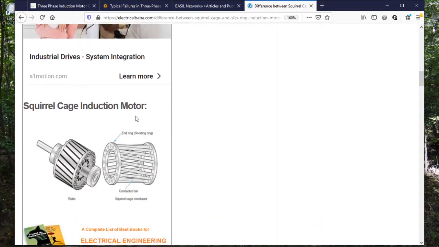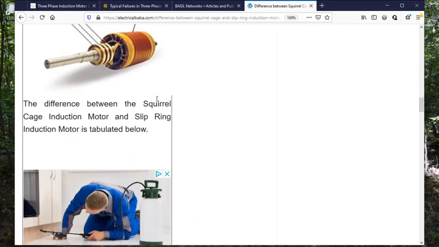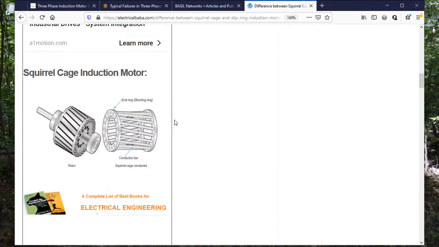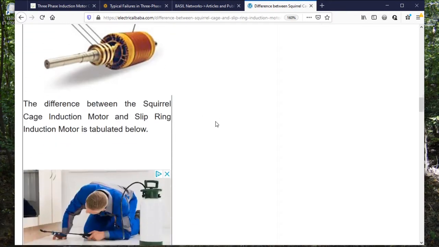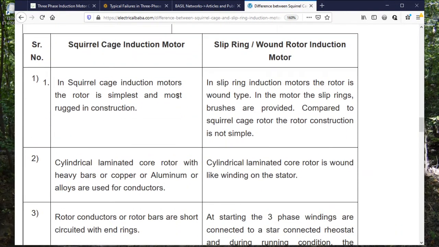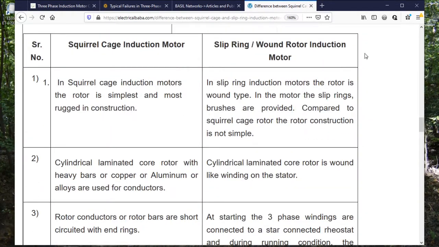It's actually got some good pictures. Here's a good picture of the rotor. Another good picture of a rotor. Here's one with slip rings, and this is one with a wound rotor as opposed to a squirrel cage. Then here it gives you a good comparison between the squirrel cage and slip ring. Another good website.